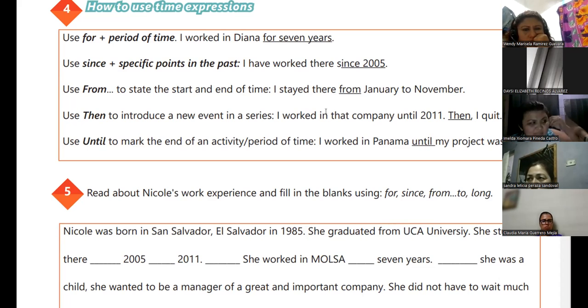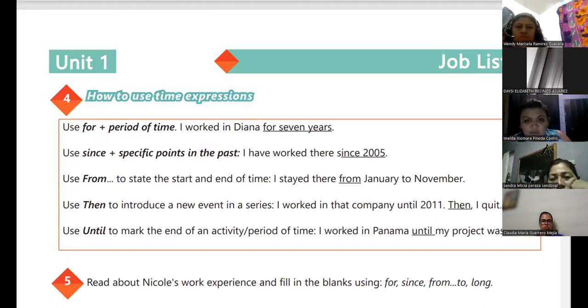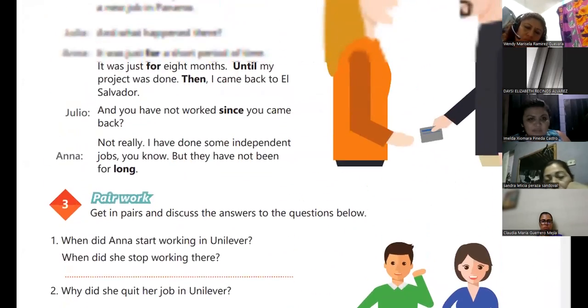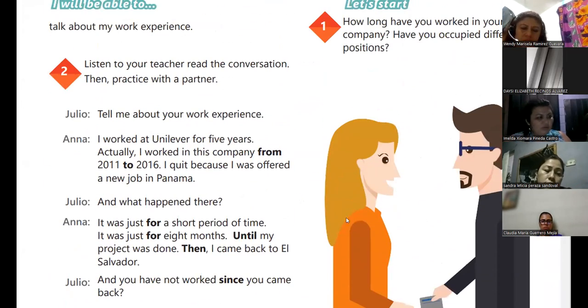So we could say I worked in that company until 2011, then I quit. Okay, we use until, then. And the last one, we use until to mark the end of a period of time or an activity. Until, hasta, ¿verdad? Es como el punto final de algo. Until. Okay. Vamos a practicar un poquito la conversación para verlo ahí. We are going to practice the conversation to see this in action.